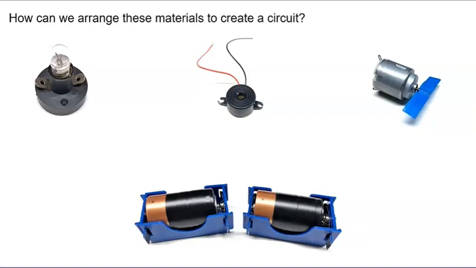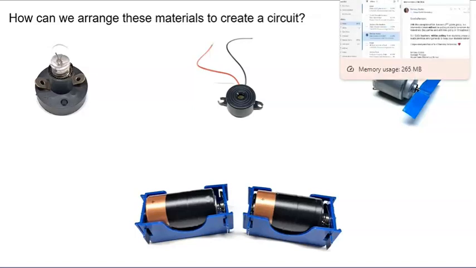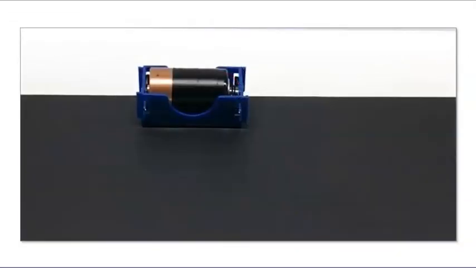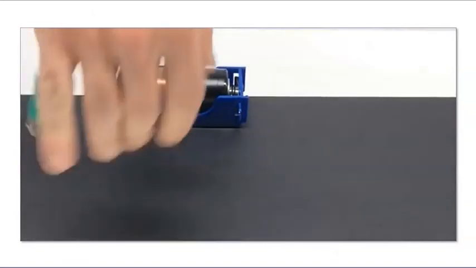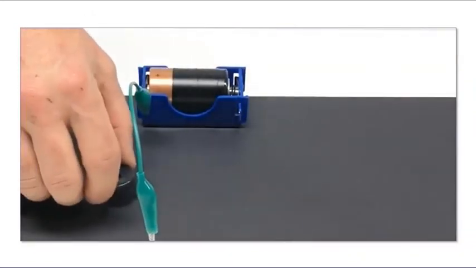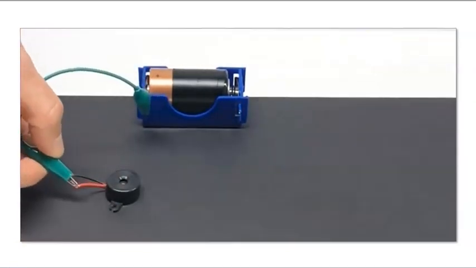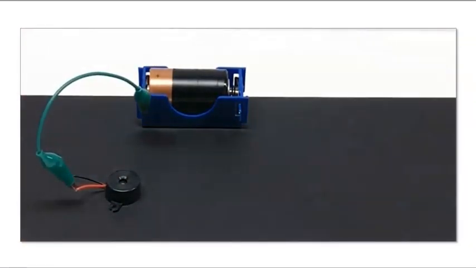How can we arrange these materials to create a circuit? Remember, we want this circuit to transform electrical energy into three other forms of energy. I have an idea. We can connect an alligator clip to the battery. Then connect the other end of the alligator clip to a wire from the buzzer. What should we do next?